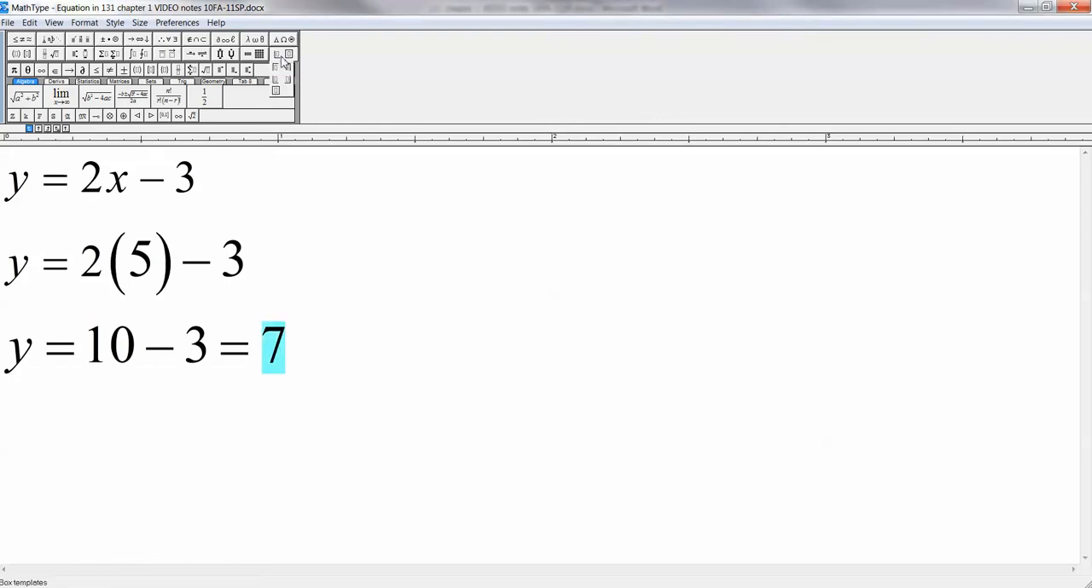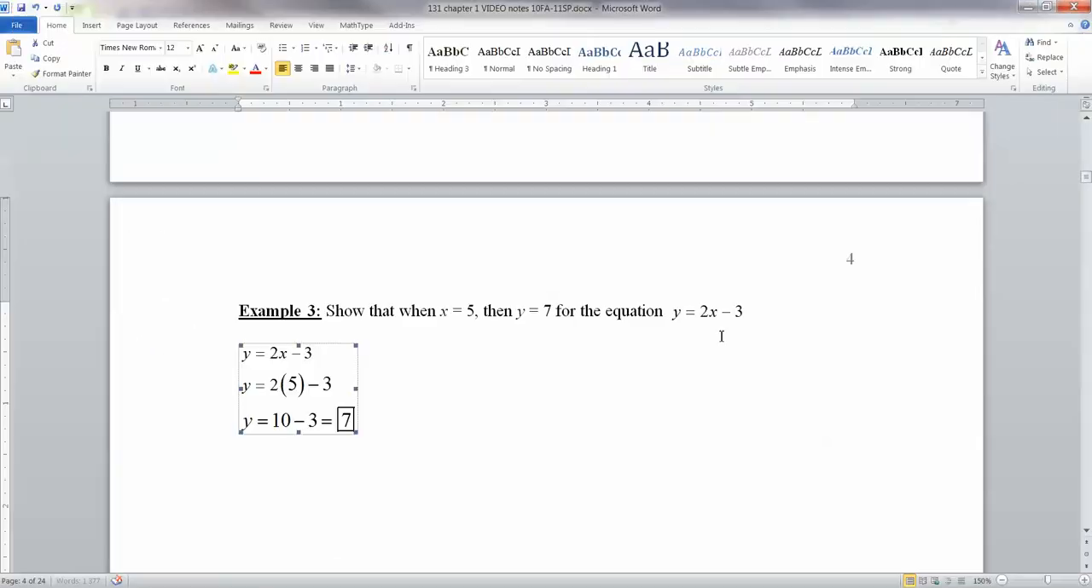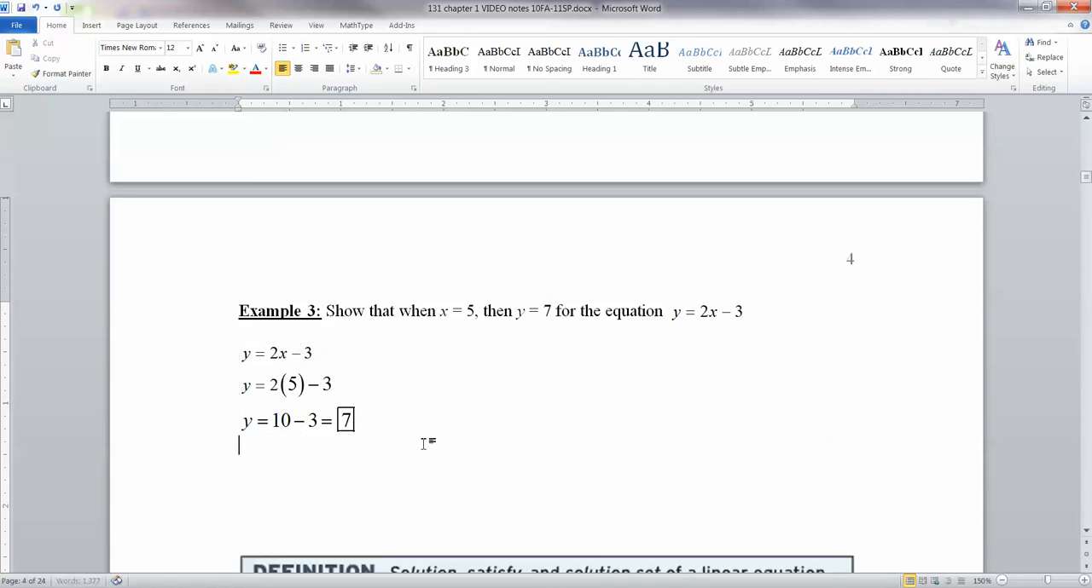And we showed, in fact, what we were trying to show, that when we put in 5 for x, we get 7 out for y. All done.